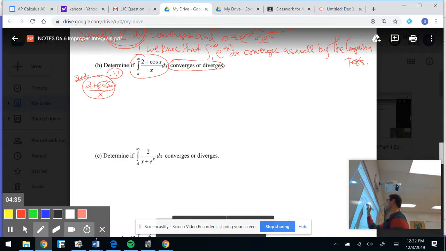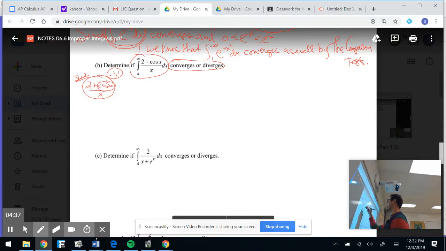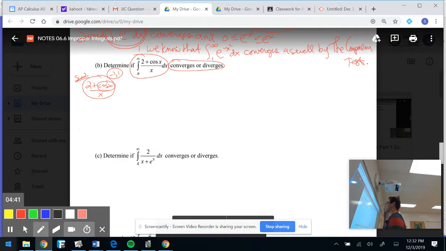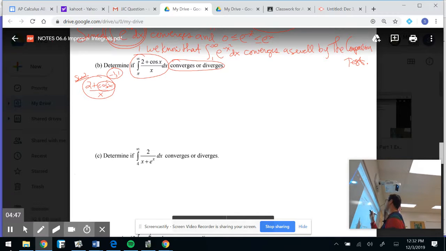So if you were to do 2 plus -1 or 2 plus 1, the smallest that could ever be is 1 over x, right, class? And guess what? Ding, ding, ding. 1 over x is kind of like a light bulb. Why is 1 over x a light bulb? Well, I could relate that to the integral of 1 over x, which happens to be a p-series.